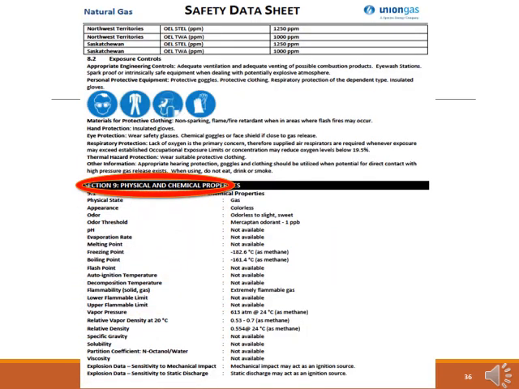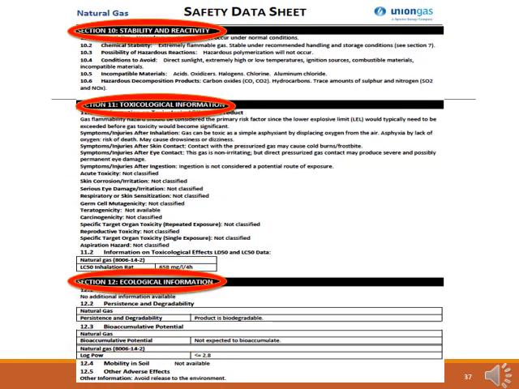Section 9 deals with the physical and chemical properties of the product. Section 10 of the SDS deals with stability and reactivity. How does this product react with other chemicals? Section 11, toxicological information. How does this product react with biological beings? Section 12, ecological information. How does this product react in the environment?